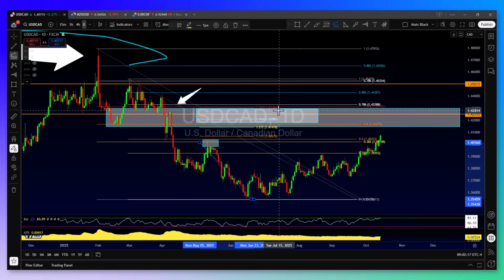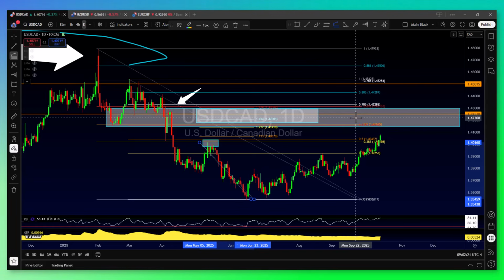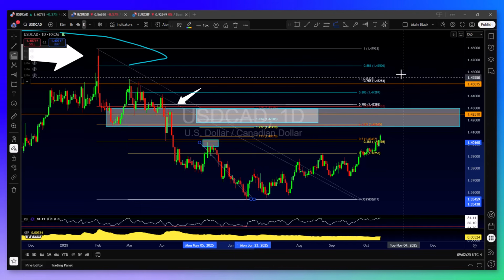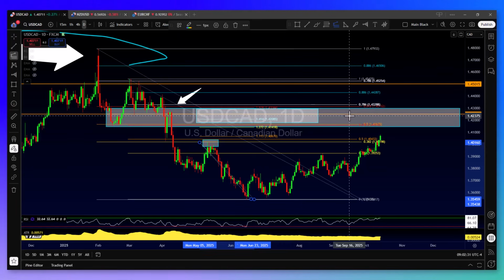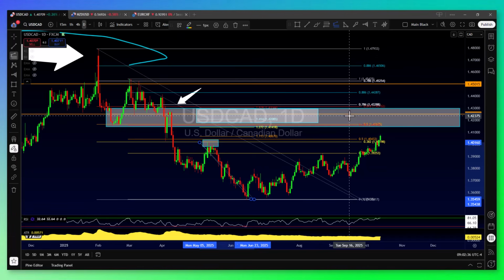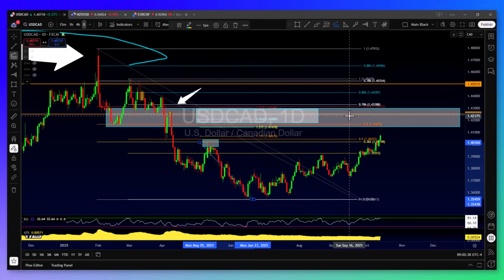So it's very interesting, right? We drew out this zone based purely on structure. And we've got a cluster of fibs right at the bottom of that zone. We have a cluster of fibs right at the top of that zone. Interesting, right? Interesting, the clues that the market gives us.